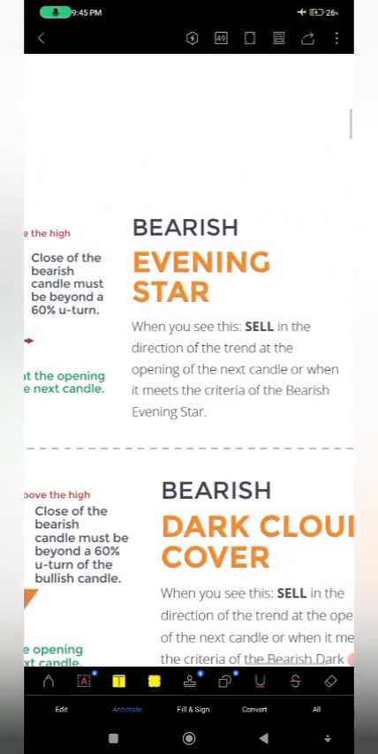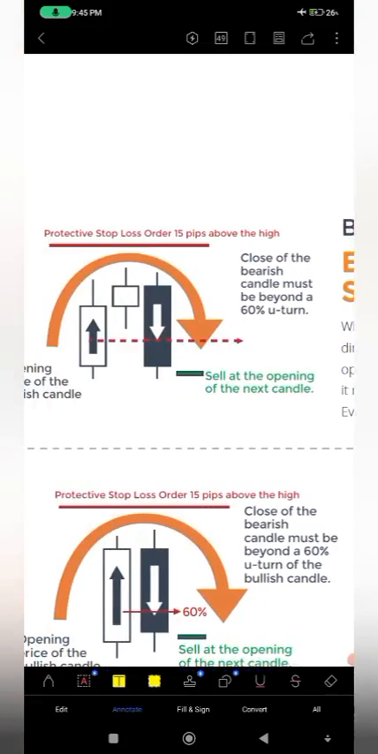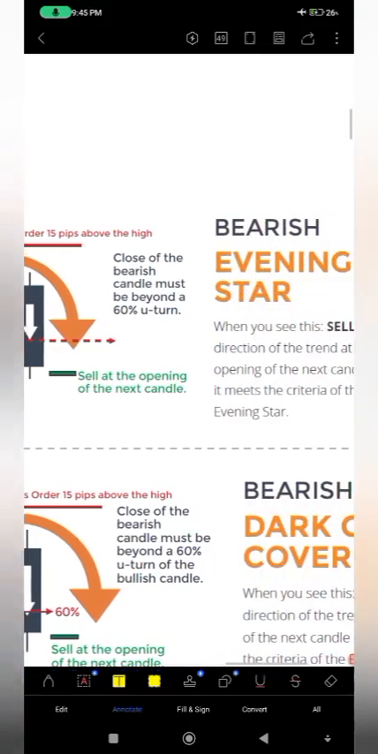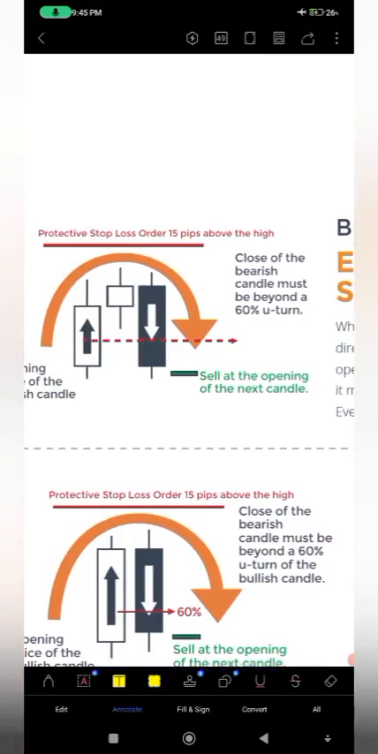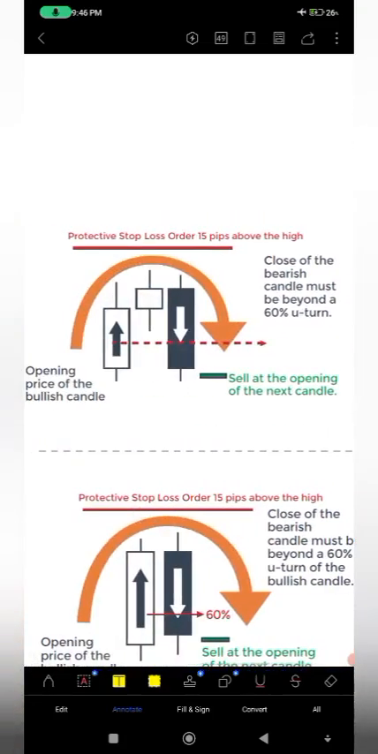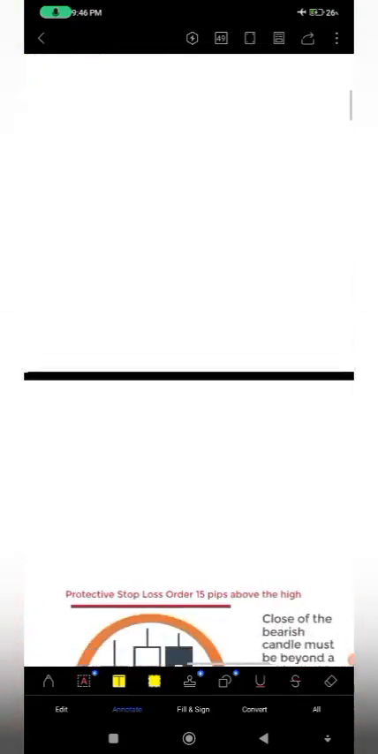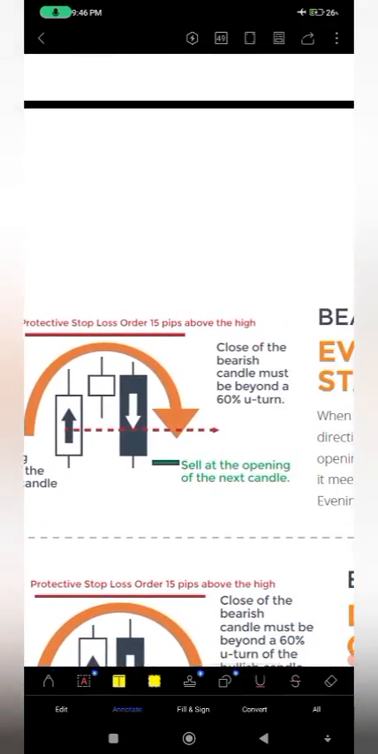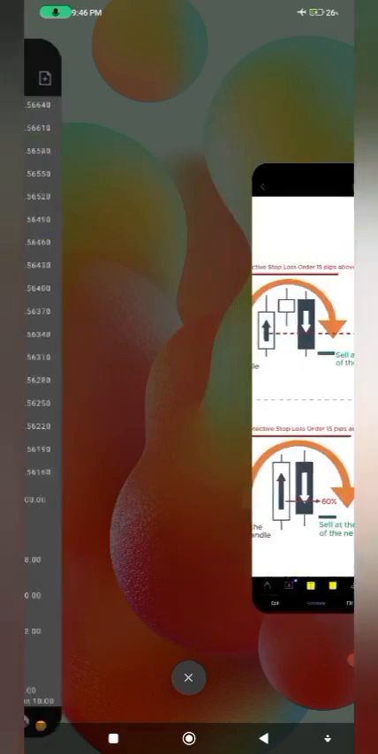We are also having the bearish evening star. This is actually a candlestick pattern that looks like a star. Why? Because the candlestick covers or engulfs all of the existing ones at that point. It covers everything. So this is just it. Let's now go to the practicals.